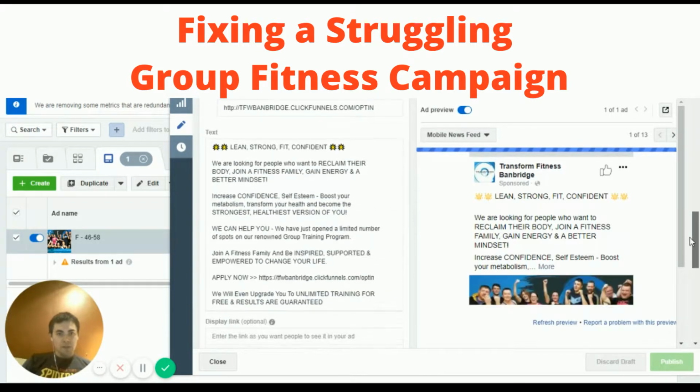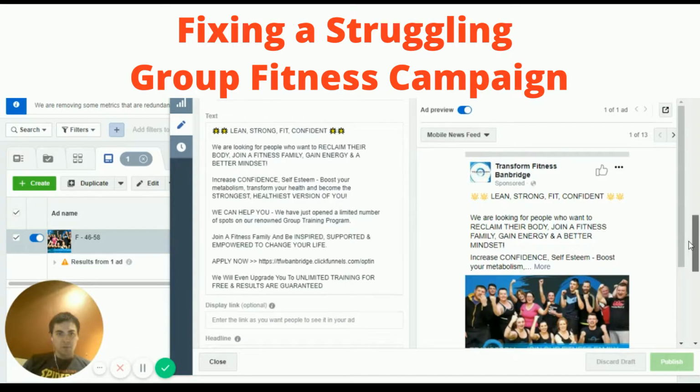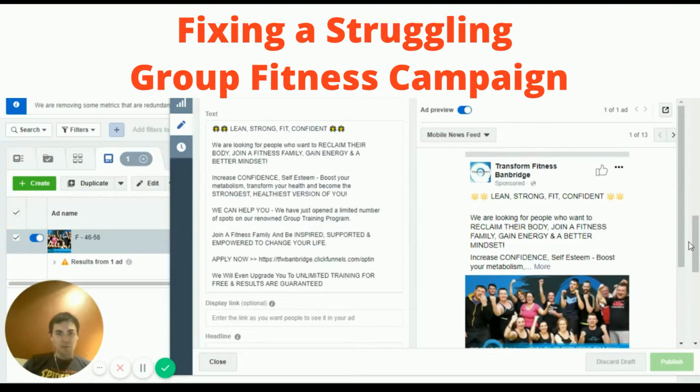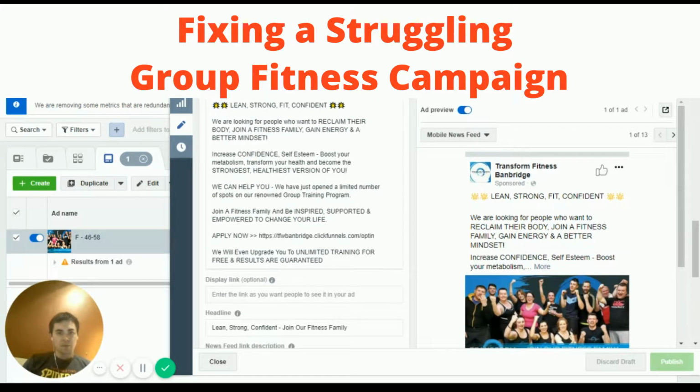So lean, strong, fit, confident. We're looking for people who want to reclaim their body, join a fitness family, gain energy, and a better mindset. Increase confidence, self-esteem, boost your metabolism, transform your health, strongest, healthiest version of you. We can help. Limited number of spots on our renowned group training program. Join a fitness family and be inspired, supported, and empowered to change your life.